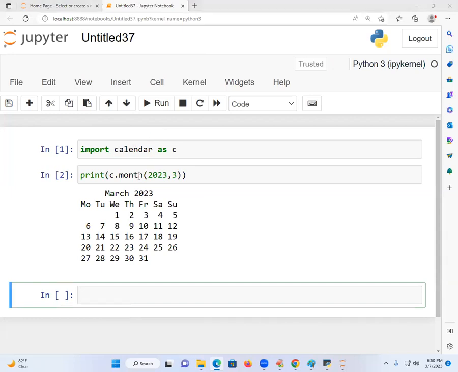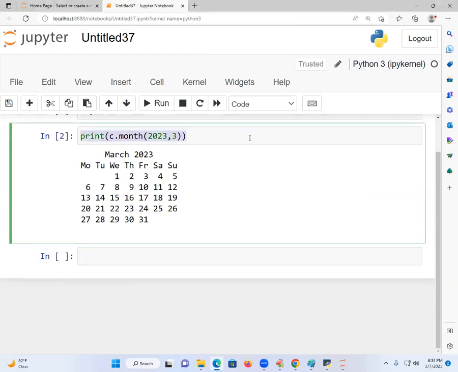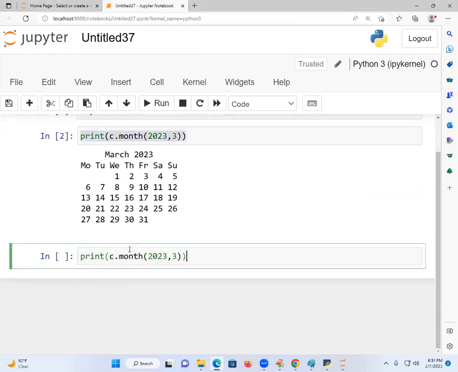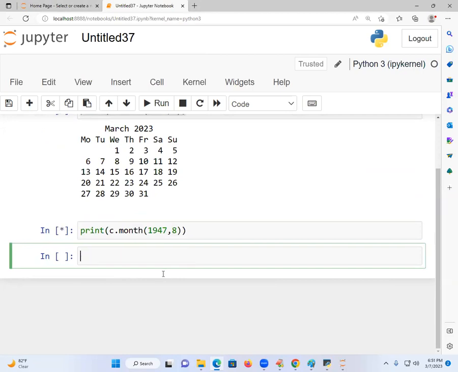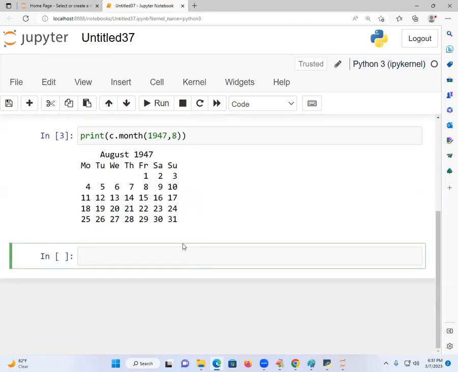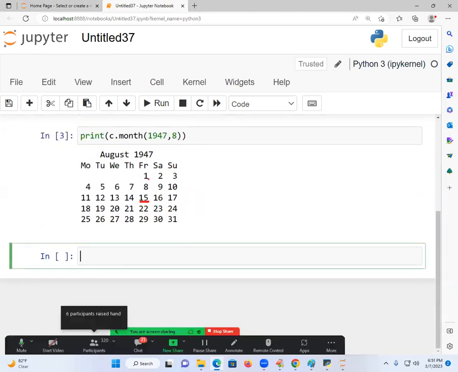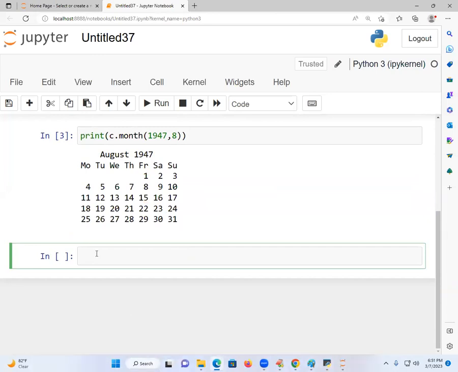Next, one more thing. I will go to 1947, freedom fighting day. I just want to say 8, this is called the 8th month. I'll be getting 1947, August 15th. We got the freedom fighting day. Are you getting this data? Not only this, you can print the complete year also.